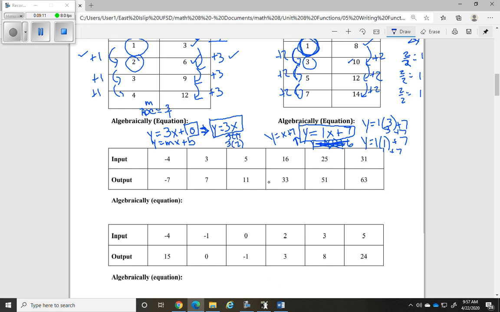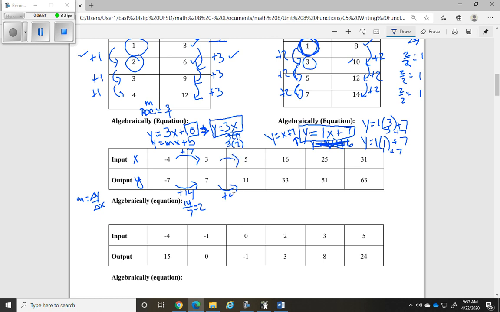Sometimes our tables are horizontal. Remember, the input are your x values and the output are your y values. So if I'm going to do the slope as the change in y over the change in x, just be really careful. From here to here, it's going up by 14. And from here to here, it's going up by 7. Therefore, the first rate of change is 14 over 7, which is 2.